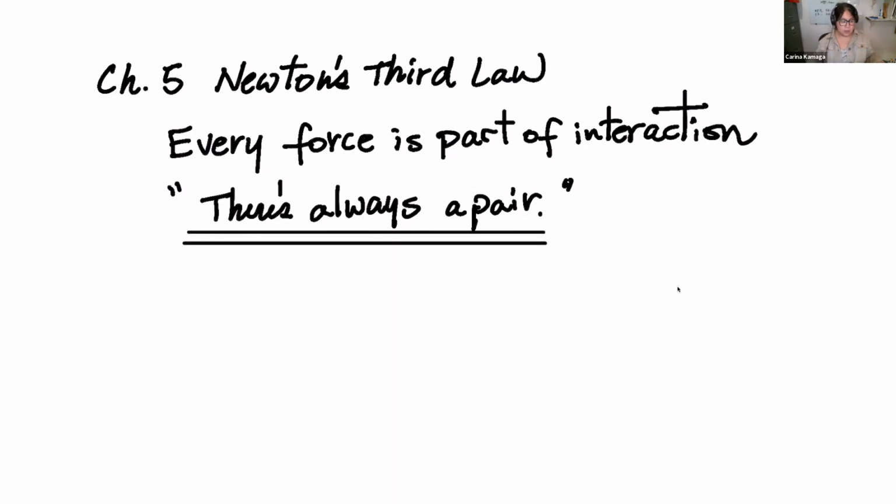So let's see. I push this note, right? I push the note, and the note pushes back on my hand with the same amount of force in magnitude in the opposite direction. So this pair of forces always comes in the same magnitude and in the opposite direction.